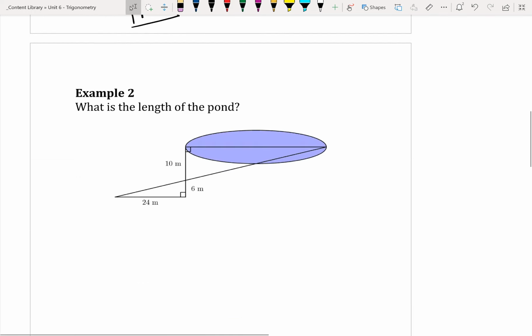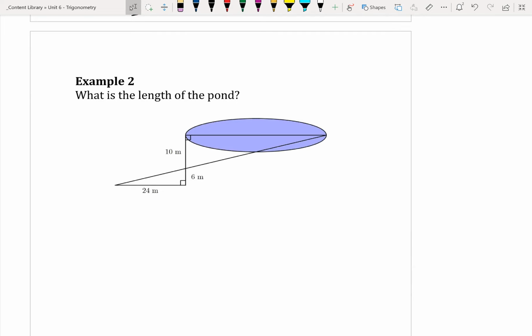Example 2, we want to know what is the length of the pond. So again, we're assuming that everything's similar triangles. What I'm going to do is just kind of label the similar triangles because these two triangles aren't in the same kind of orientation or rotation as some of the other examples. So it might be difficult to see which sides are matching.